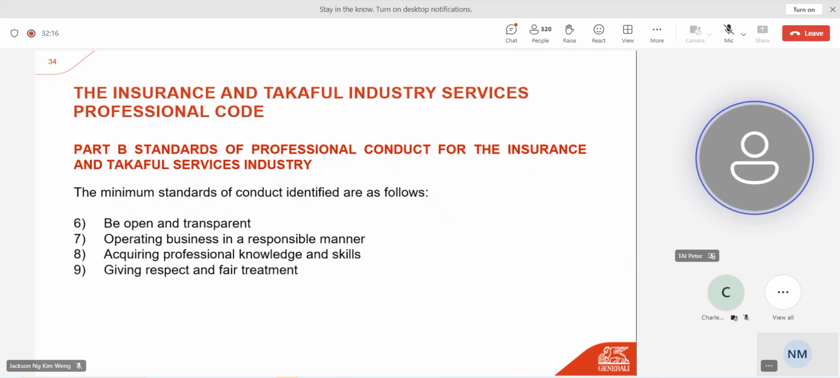Last but not least is giving respect and fair treatment to everyone. Basically, you have to treat everybody fairly and respect everybody in conducting our business. Next.